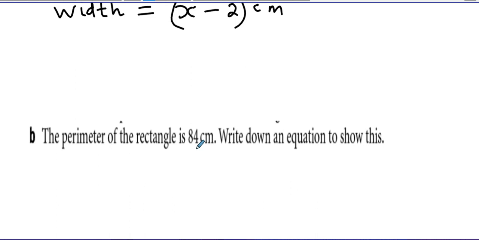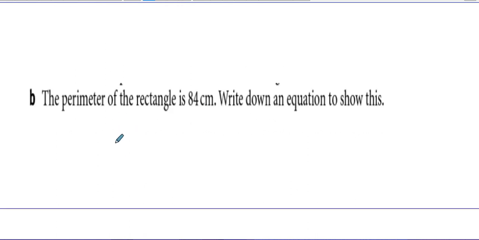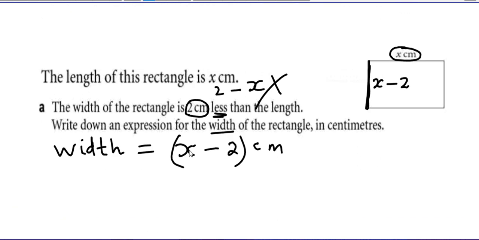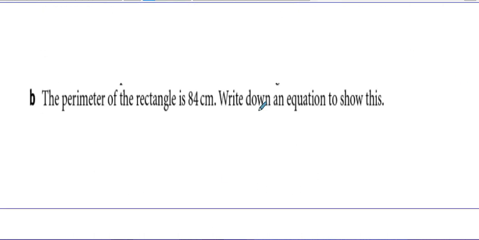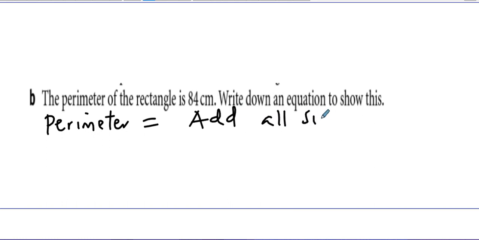The perimeter of the rectangle is 84. Write down an equation to show this. Now we know that the length is x and the width is 2 less than the length. So here will be x minus 2. Now perimeter, by formula, equals add all sides.